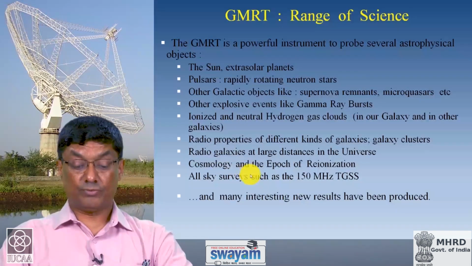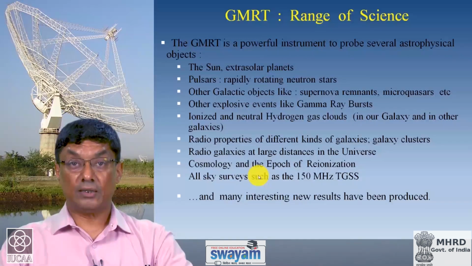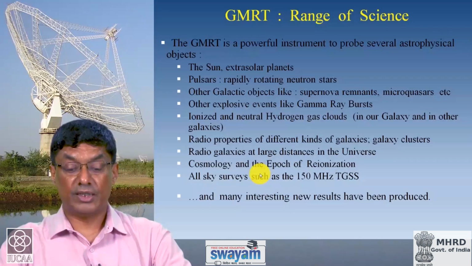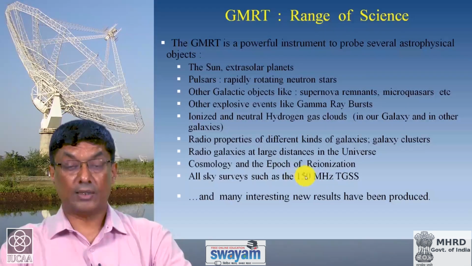The other kind of studies that a large facility like the GMRT is often used for are what are called all sky surveys. So, you can carry out a uniform survey of the entire sky visible from the observatory, and make images of the entire sky. It is like an atlas of the universe, but at a particular frequency.